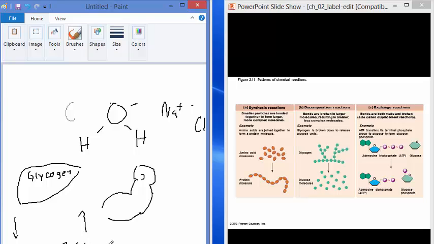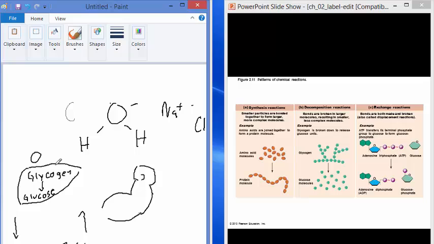So by cooperating with each other, they link together and share electrons. Covalent bonds result from the sharing of electrons. So make sure you know that covalent bonds result from the sharing of electrons, as opposed to the transfer of electrons.